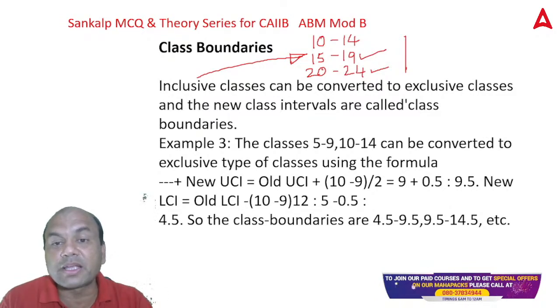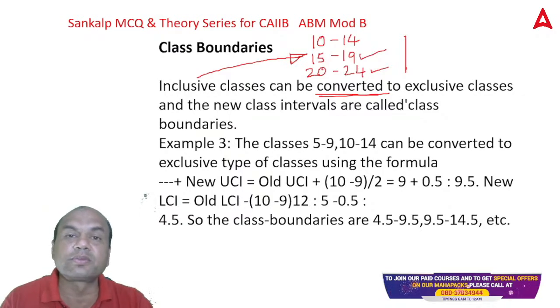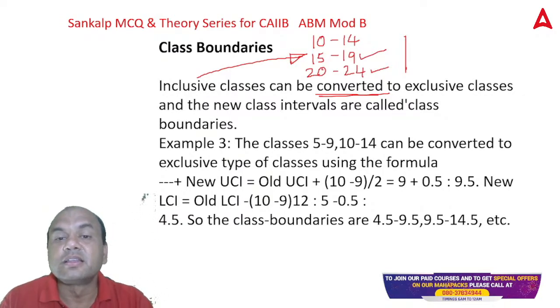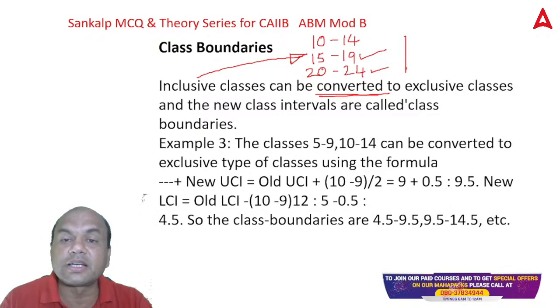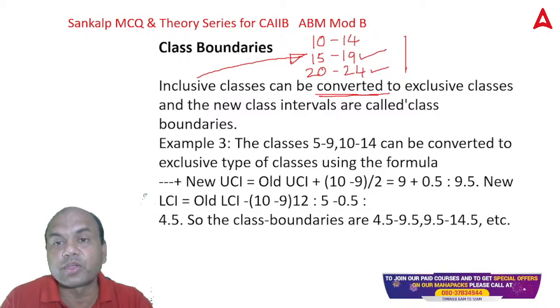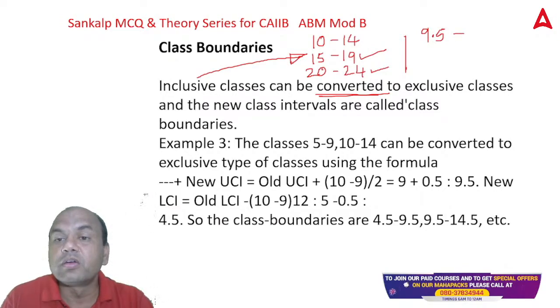inclusive classes can be converted to exclusive classes. So while solving any numerical, inclusive class has to be converted to exclusive class. What do you mean by this? See this, it's like this. This 10, what will I do? I'll take 0.5 on the other side, earlier side, and 14 I'll take 0.5 on the other later side. Okay, so it will be what? 9.5 and here 14.5.